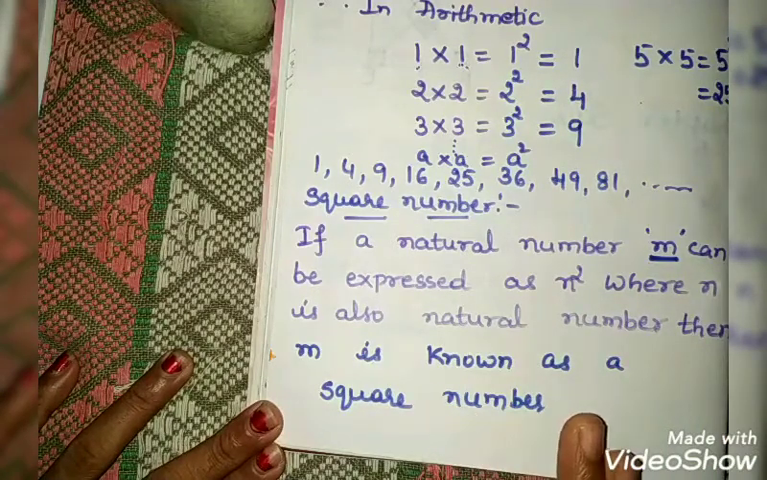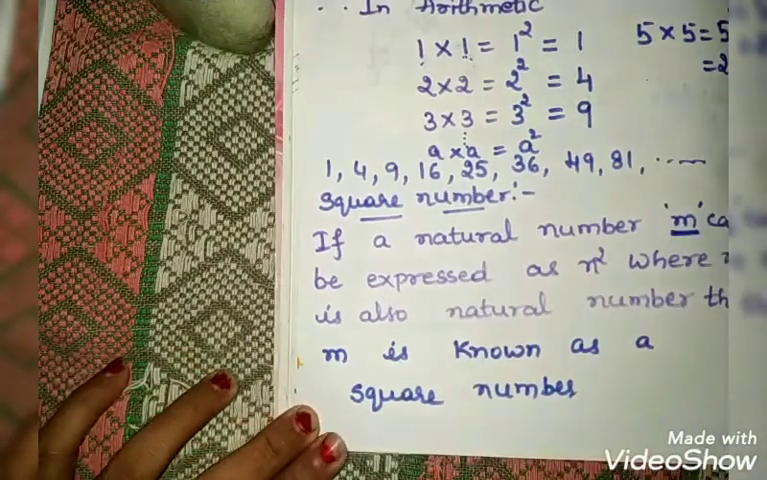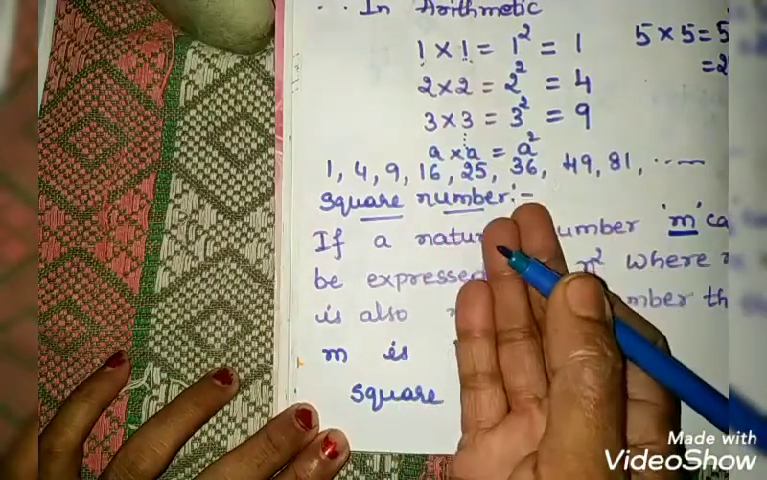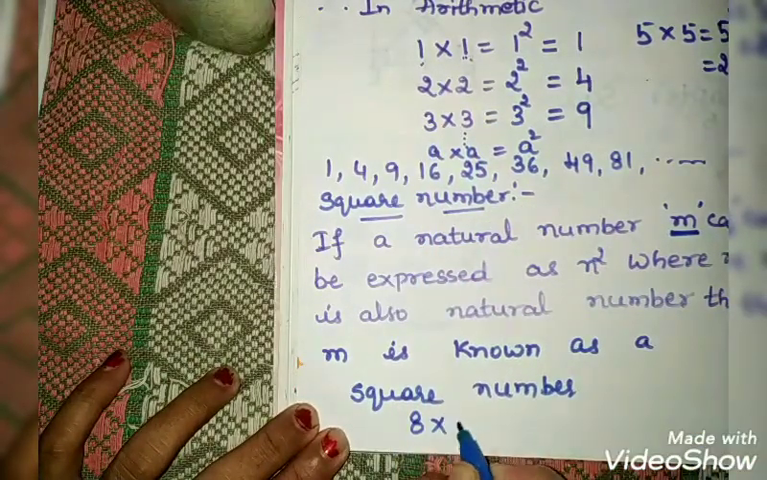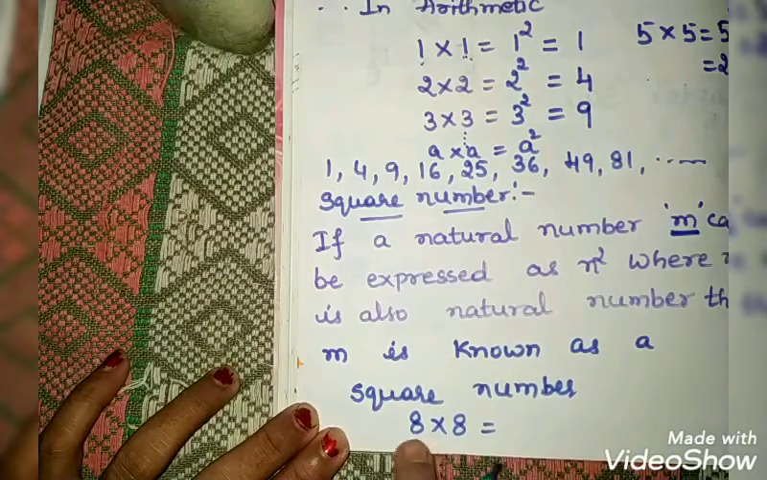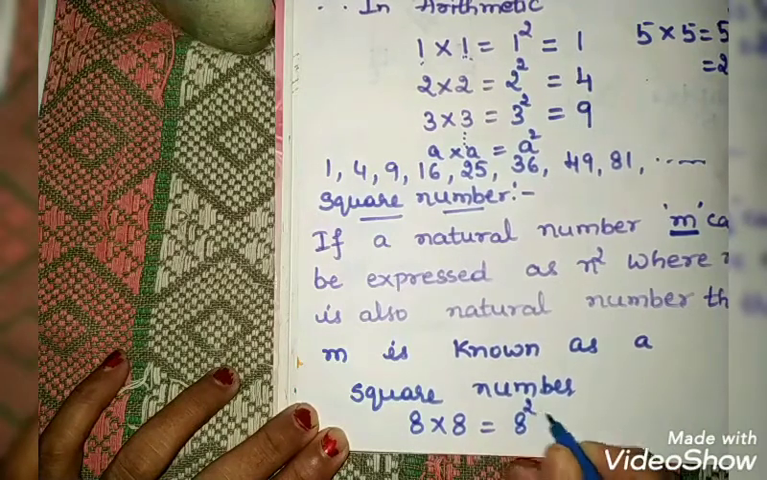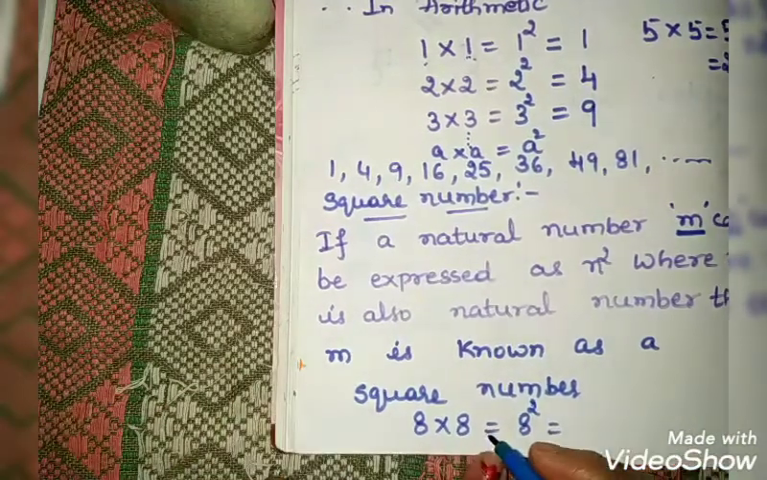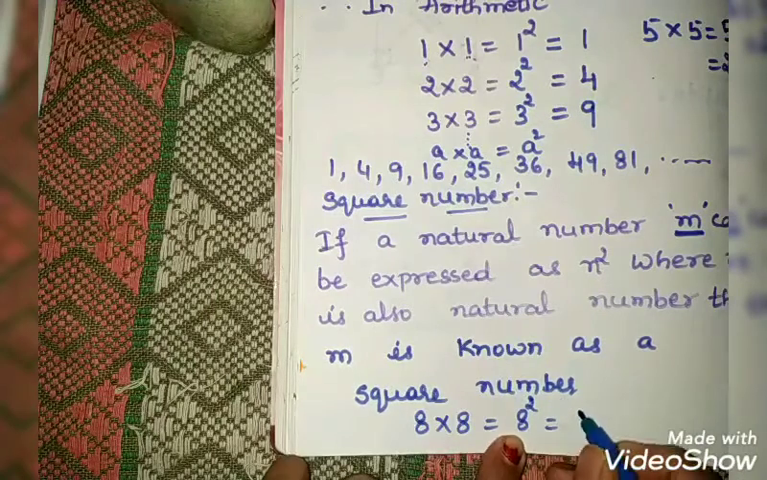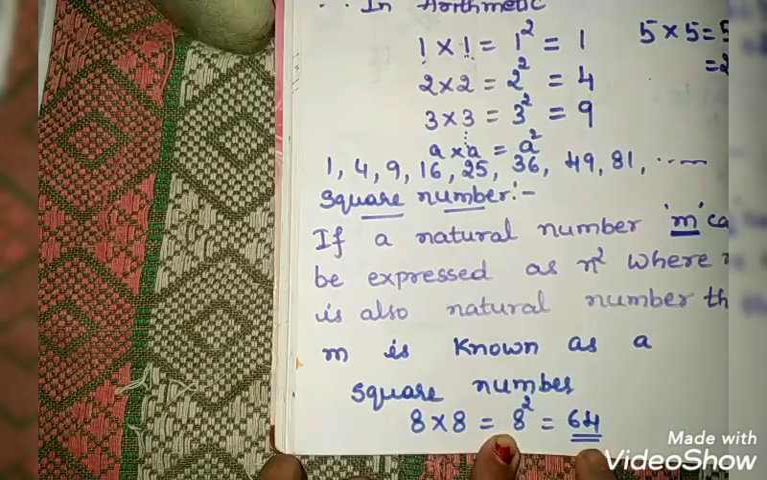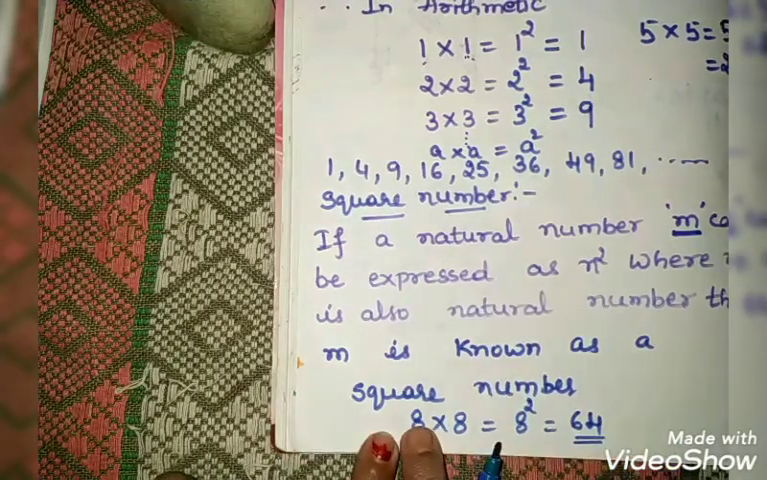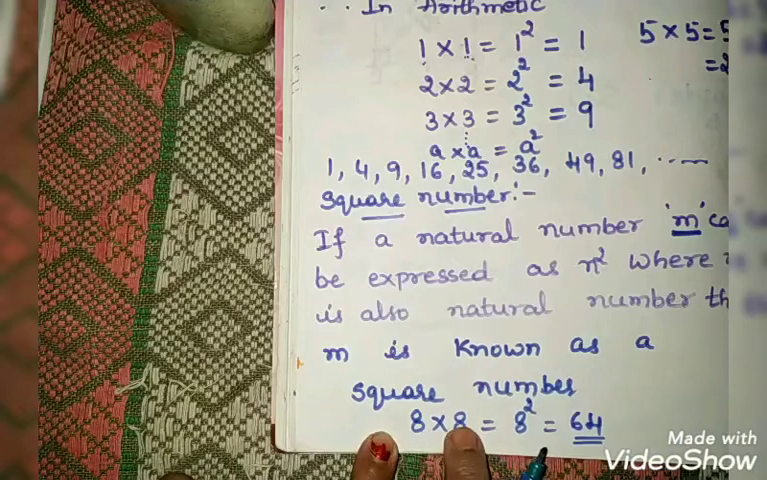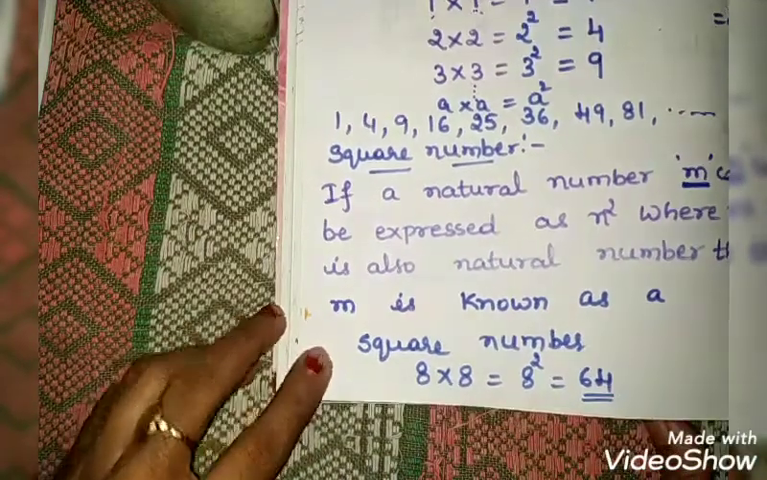So m is known as a square number. For example, I gave so many examples. Not only that, you can give 8 into 8. When the same number is multiplied, n into n, it can be written as n square. That is 8 into 8, that is 8 square. 8 square is 64, children. So 64 is nothing but m. 8 is nothing but n. n into n, n square, that is equal to m. Like that we can understand.